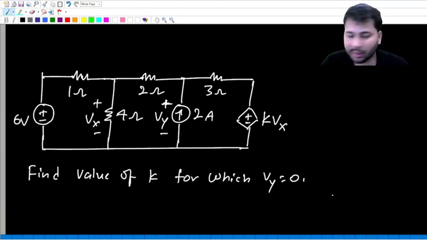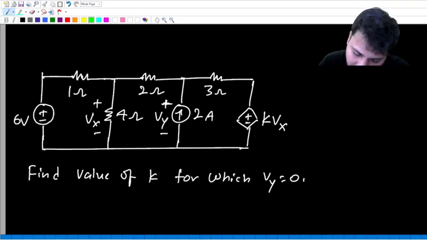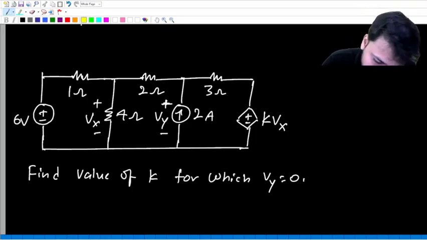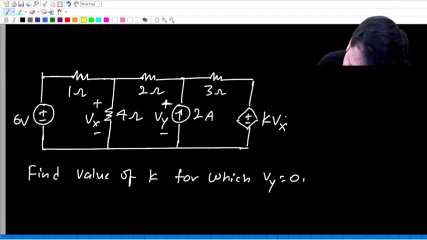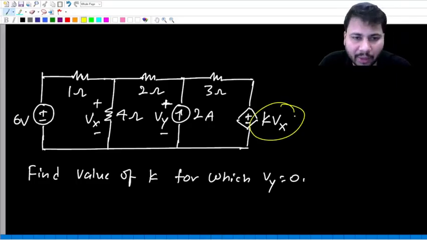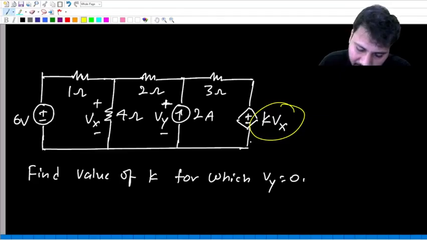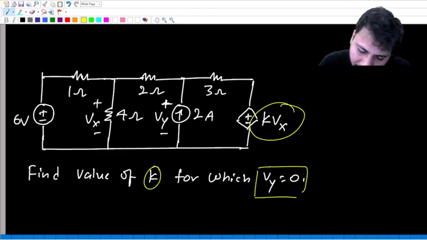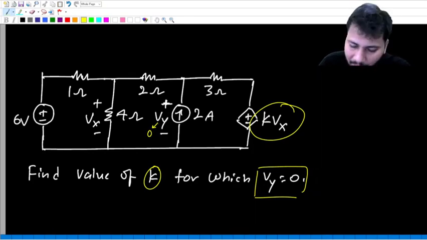Okay guys, look at the next circuit. So there is some circuit, find the value of K. Where is K? K is in the value of the dependent voltage source, K Vx. Find the value of K for which Vy is 0. Vy means the voltage drop across the 2 ampere current source. So here Vy becomes 0. So for Vy to be 0, what is the value of K?